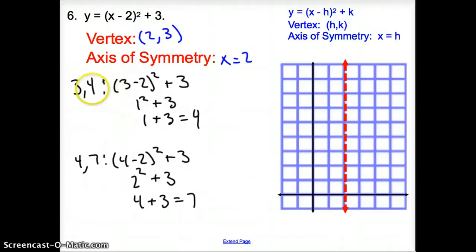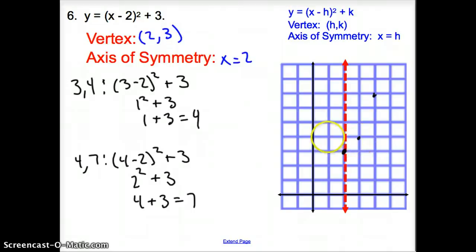Graph the coordinate points from your origin. 3 up 4. Put a point. 4 up 7. So from your origin, 4 up 1, 2, 3, 4, 5, 6, 7. There it is. What point did I forget to draw? My vertex. Just keeping you on your toes. It's (2, 3). And so I go over 2, up 3, right on my axis of symmetry.